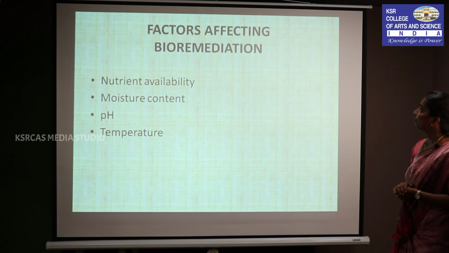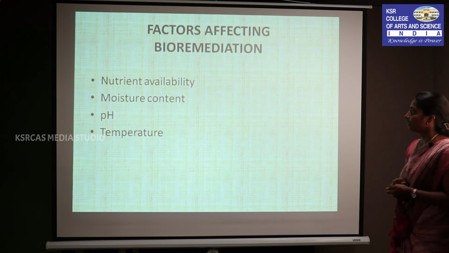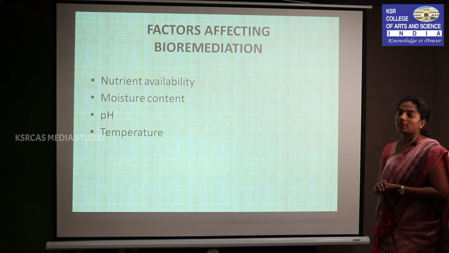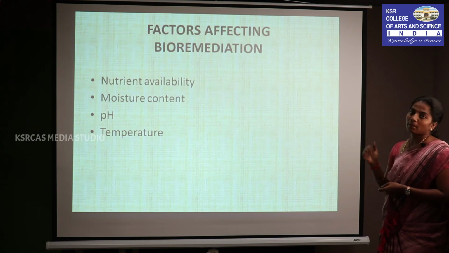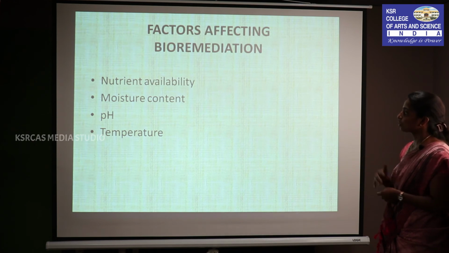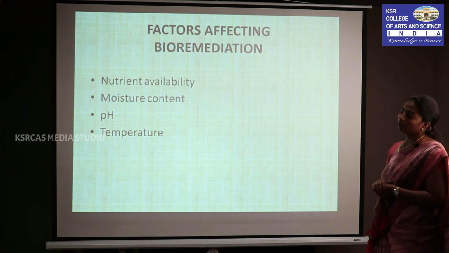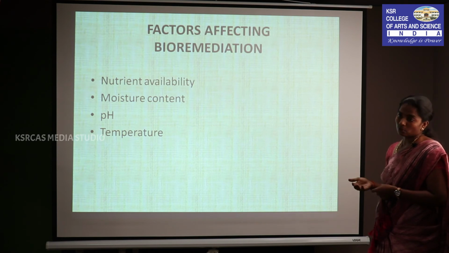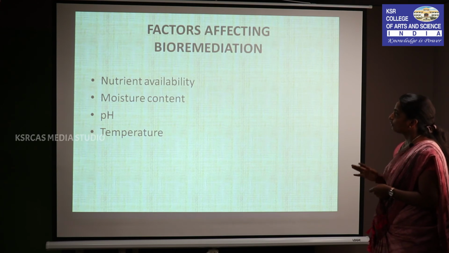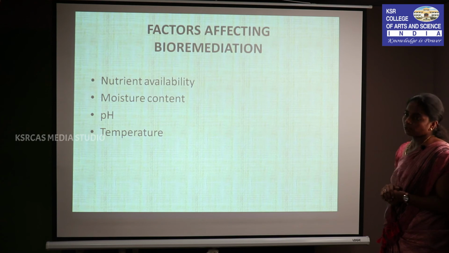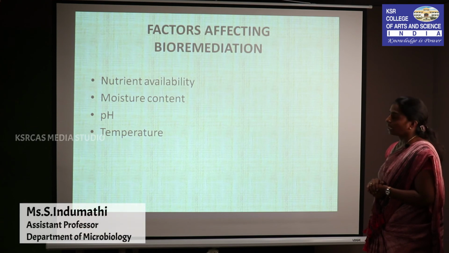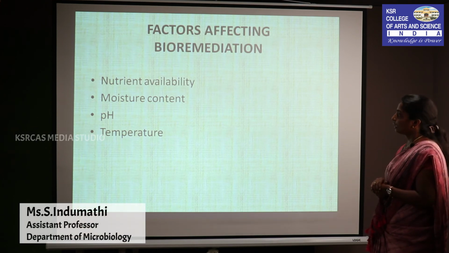Factors affecting bioremediation: nutrient availability, moisture content, pH, temperature. These are some factors which affect the bioremediation process. If the nutrient availability for the microorganisms is high, the process carried out by the microorganisms will also be high. For example, for petroleum hydrocarbons, we need to supply a nitrogen source to enhance their potential. Moisture content is also given to the microorganisms to carry out degradation, and the pH range should be between 7 to 8 in case of bioremediation, and then temperature.